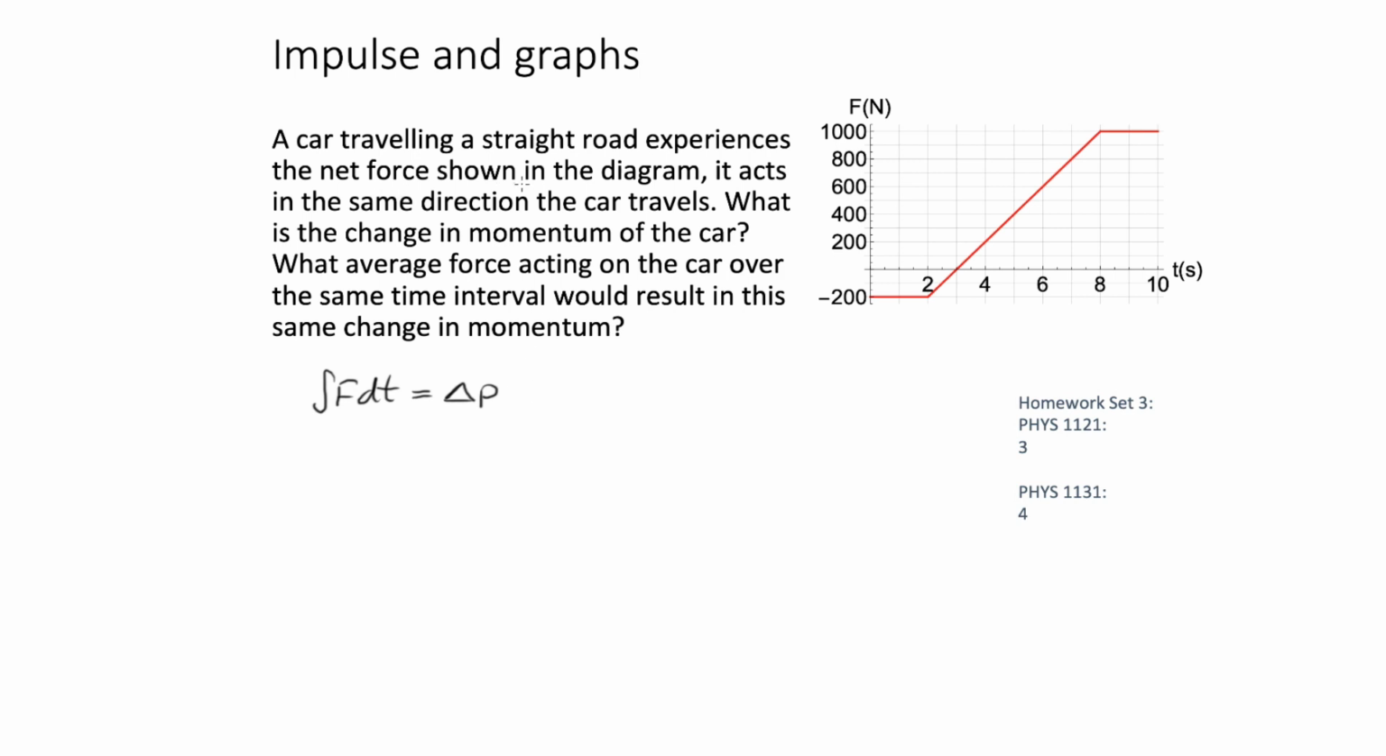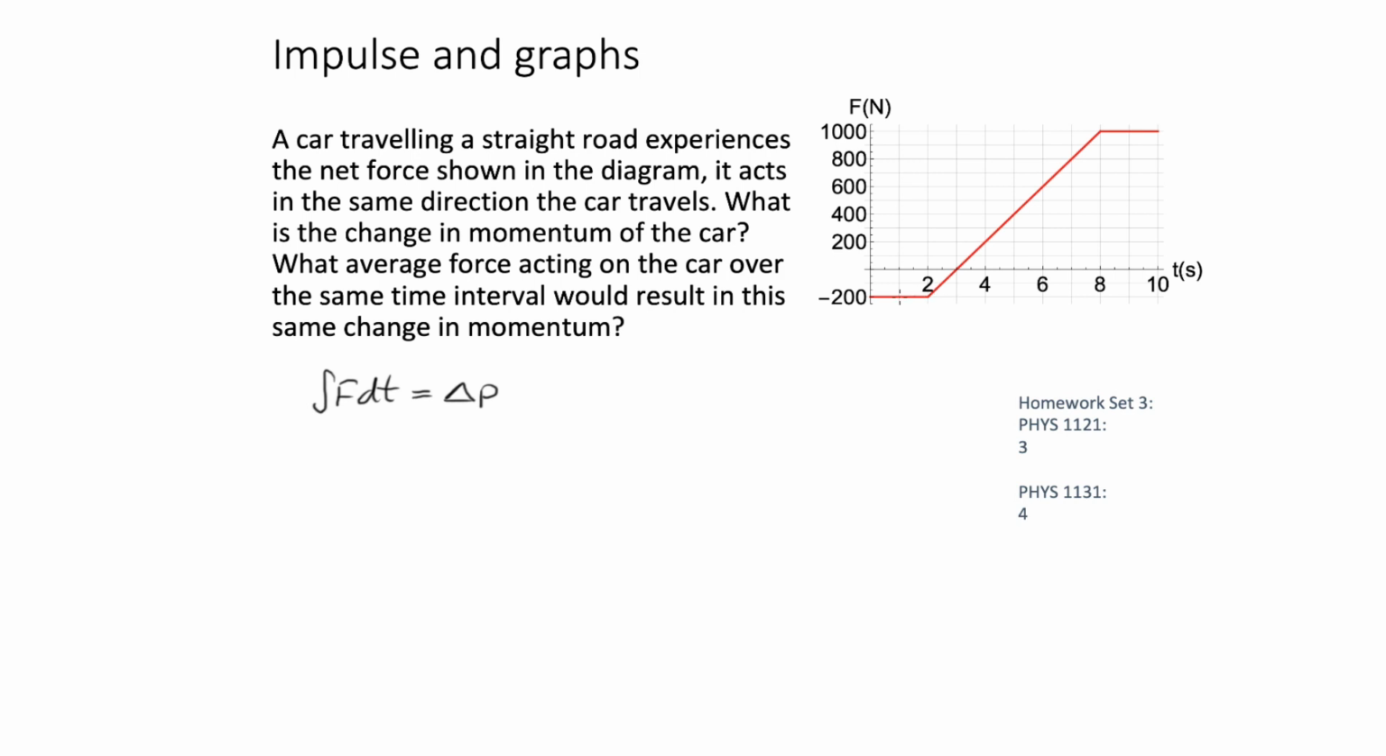So in this question, a car traveling along a straight road experiences the net force shown in the diagram. It acts in the same direction as the car travels. What is the change in momentum of the car? So we need to calculate this. And then we're asked what average force acting on the car over the time interval would result in the same change of momentum. So if instead of this variable force we had a constant one, what would the constant force have to be? Okay, so the change in momentum is equal to the integral of force with time.